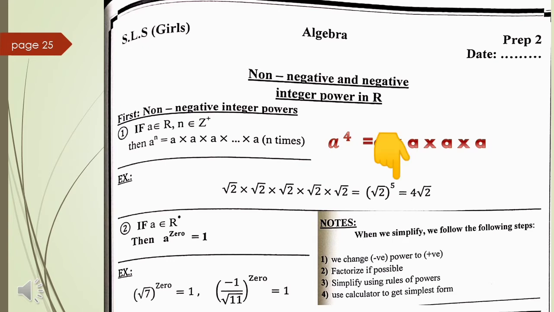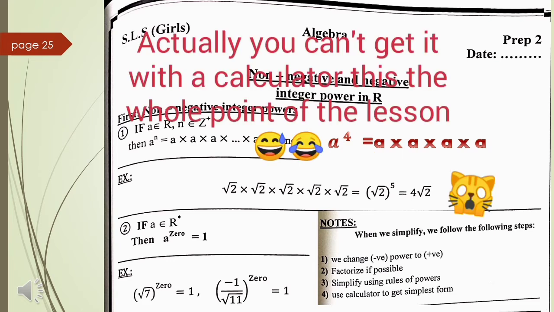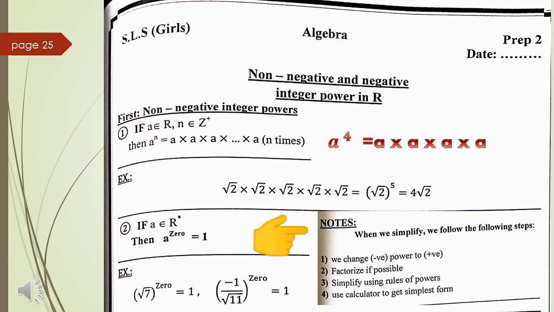Now let's go back to this. Root 2 to the power of 5 equals 4 root 2. I know that you all can get it with a calculator. But if you look at the notes down here, it says when we simplify, we follow the following steps. First, we change the negative power to positive. So if we get a power that is negative, you have to change it into positive. We're going to learn how to do this.